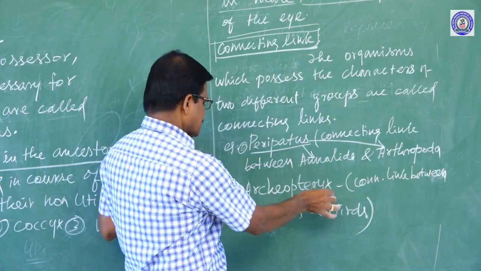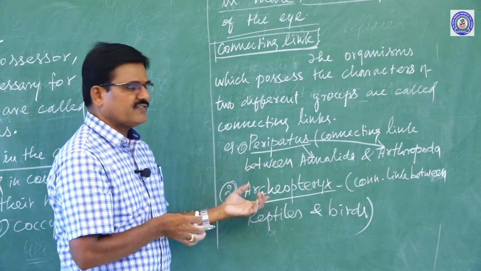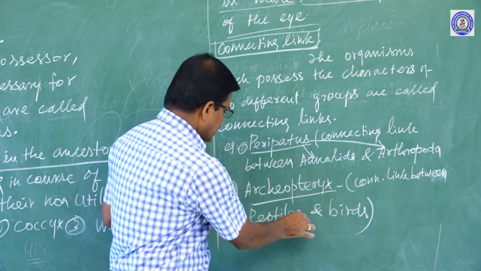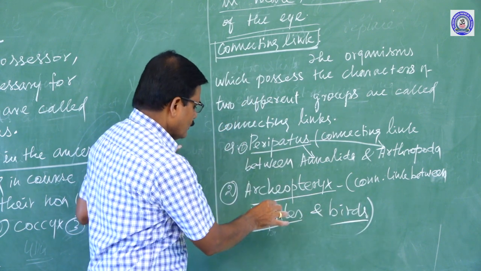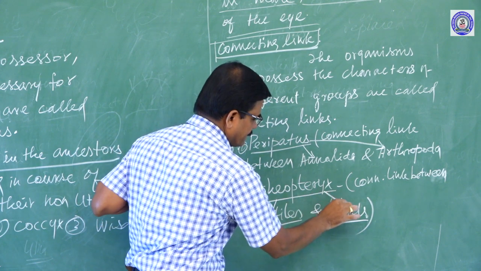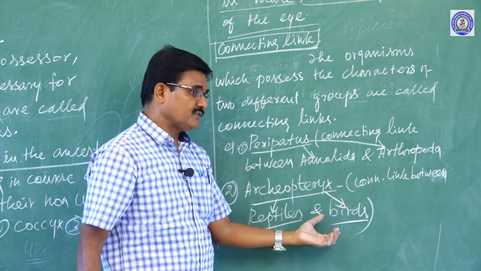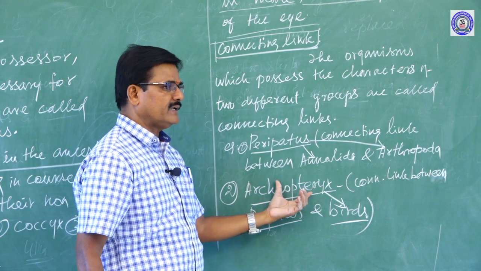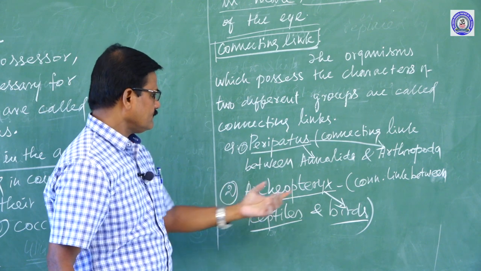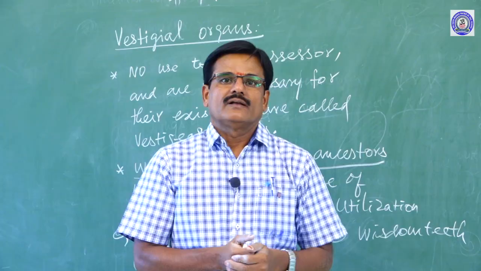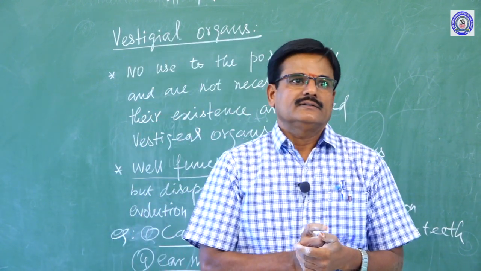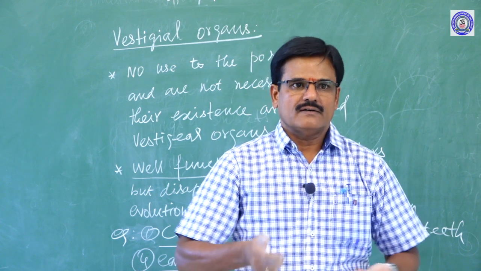Next, another example is Archaeopteryx. It is a flightless bird. It is a connecting link between reptiles and birds. Archaeopteryx has the characters of reptiles and also the characters of birds. The two groups of characters are present in Archaeopteryx, so it is said to be the connecting link between reptiles and birds.